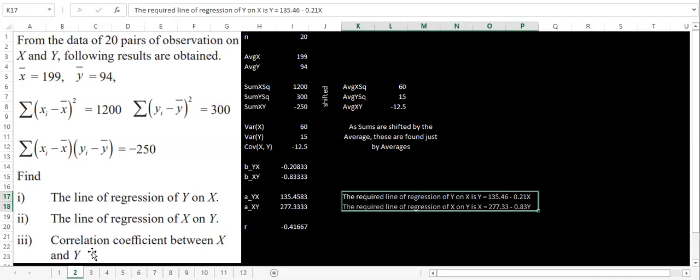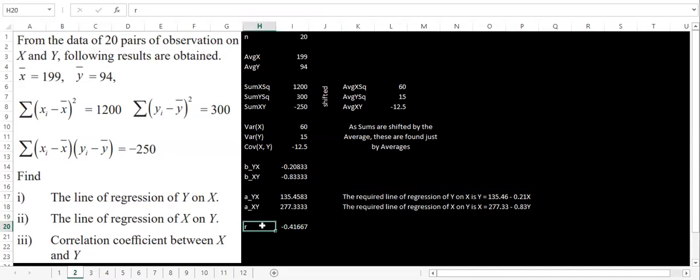And the third question is asking for the correlation coefficient, basically the R value. Again, by definition, it is the geometric mean of the regression coefficients along with their sign. So if you calculate the geometric mean of these two quantities, it will come out to be 0.41 something. And since both of them are negative, we put a negative outside. So that's the answer for the correlation coefficient.